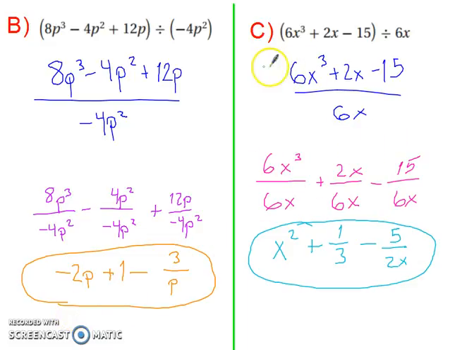The same thing happened in problem C. When you divide each piece, you end up with x squared plus a third minus 5 over 2x. So if you need to, you can write out this middle step here and make sure that you accurately divide each piece.